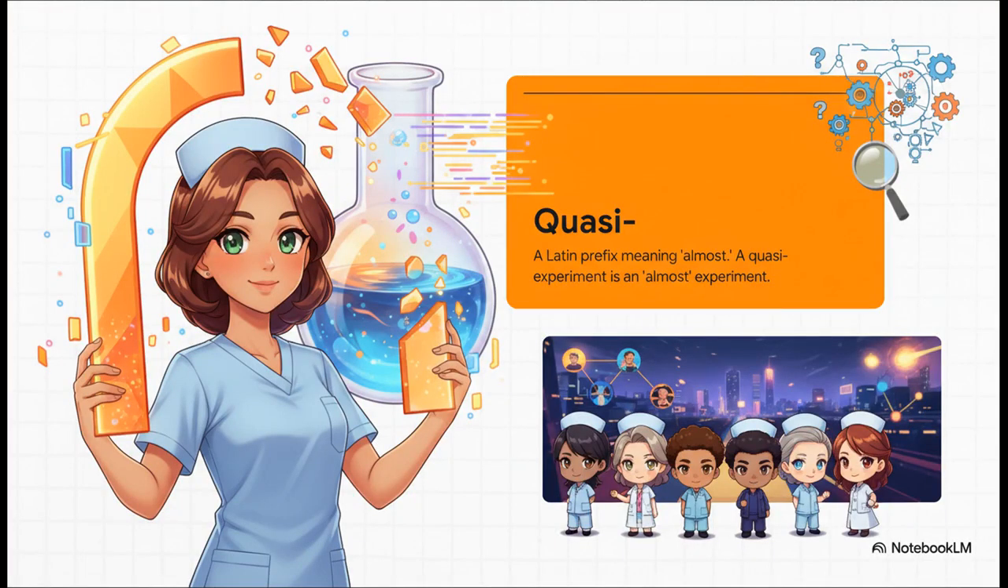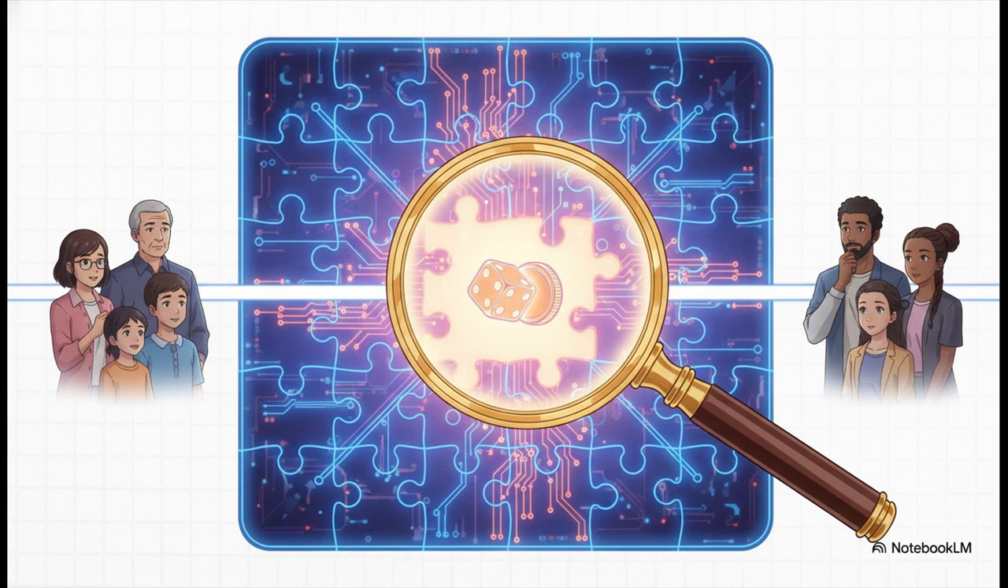Quasi comes from Latin, and it means resembling or almost. So a quasi-experimental design is, you guessed it, an almost experiment. It's designed to get as close to that gold standard as reality will let it. So what's the big difference? What makes it almost instead of the real deal?